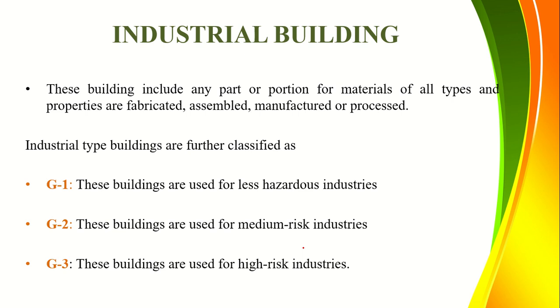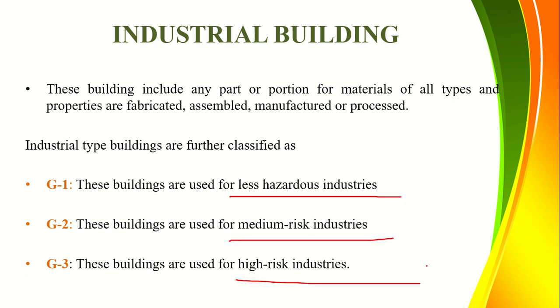And what all comes under industrial buildings? They include manufacturing units, assembly plants, factories, mills, power plants, oil refineries, gas plants, dairy plants, laboratories. And industrial buildings are further classified into three groups: G1, G2, G3. G1 is for less hazardous industries, G2 medium risk industries, and G3 high risk industries.